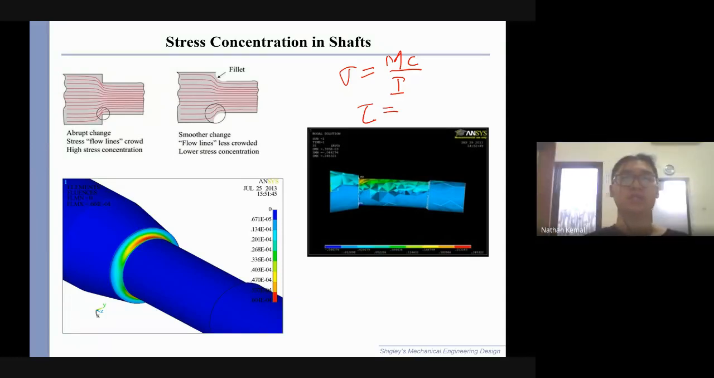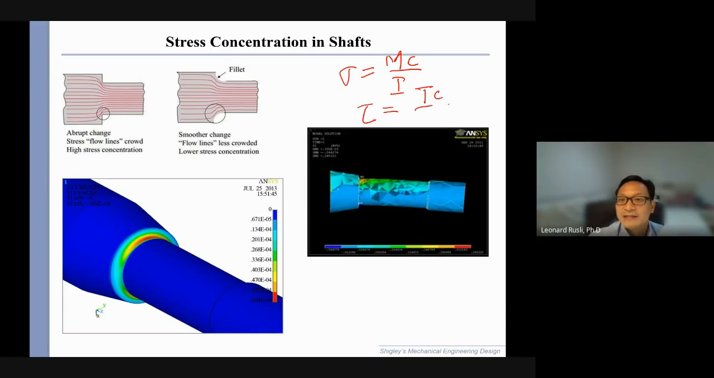TC over J, good. These are the maximum torsional shear stress or maximum bending stress, because you're applying load on these geometries. But this is made even worse at these stress concentrations. What I'm showing to you, the colorful chart, is from what is called a finite element analysis.